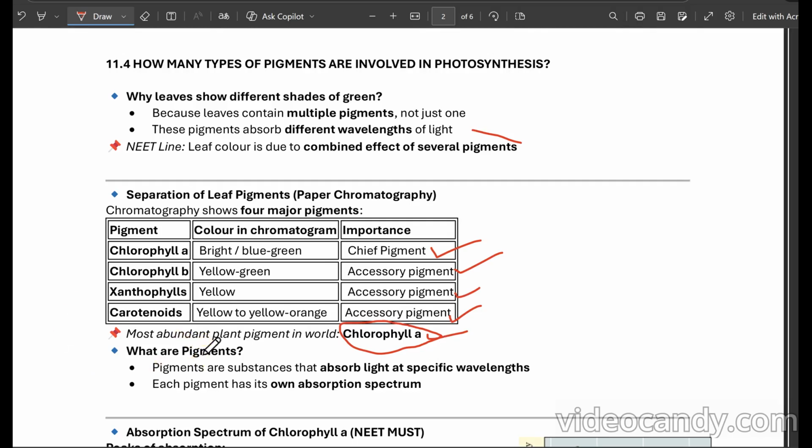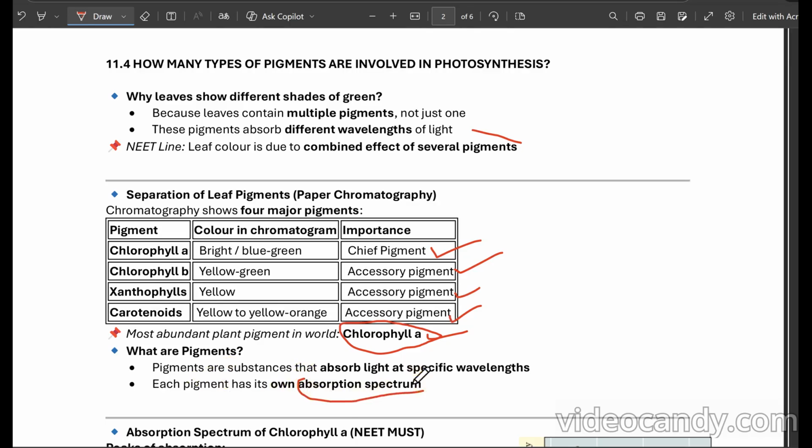What are pigments? Pigments are substances that absorb light at specific wavelengths. So any pigment which can absorb light at a specific wavelength is called a pigment. Chlorophyll A absorbs light at a separate wavelength. Chlorophyll B absorbs light at a separate wavelength. Xanthophylls absorb light at a specific wavelength. Carotenoids absorb light at a specific wavelength. So each pigment has its own absorption spectrum.